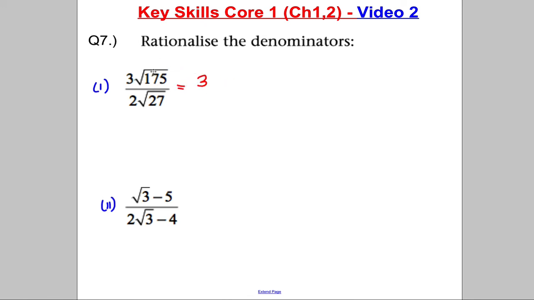3. Does any square number go into this? Well, certainly 25 does. So we can write that as root 25 multiplied by, I think that's going to be root 7. Because 7 multiplied by 25 is equal to that. All divided by, and keep our 2 here, 2.